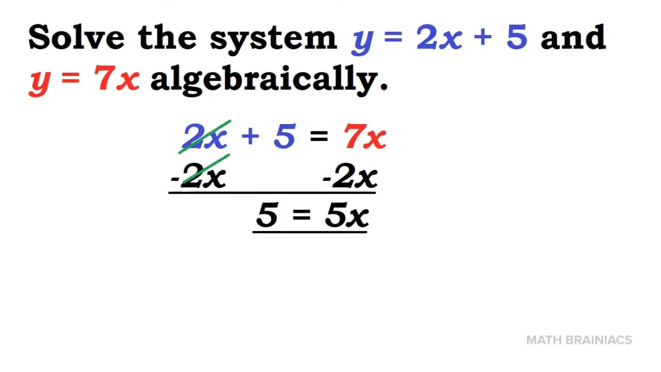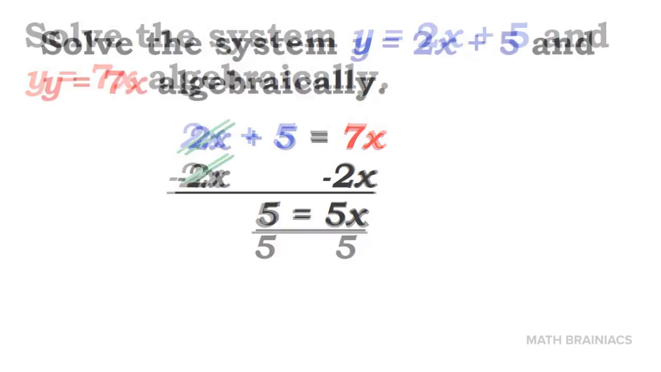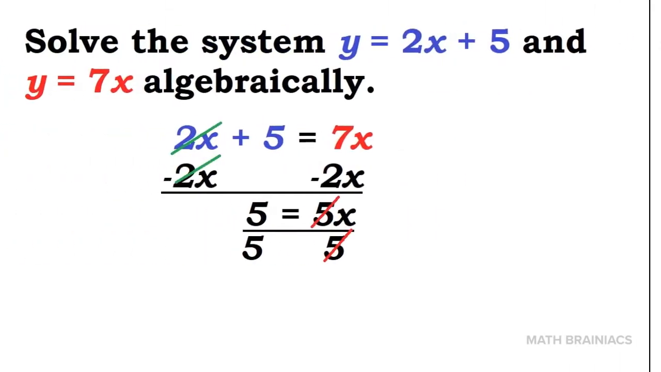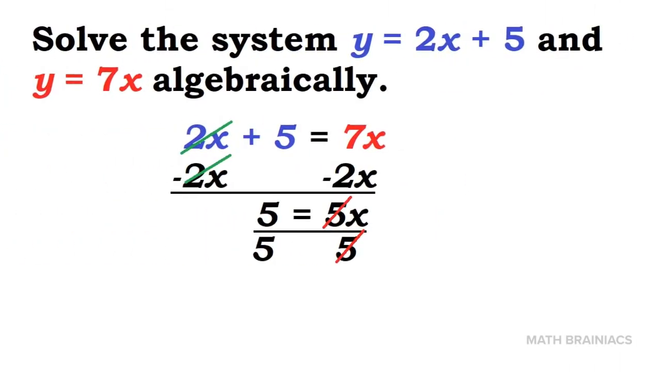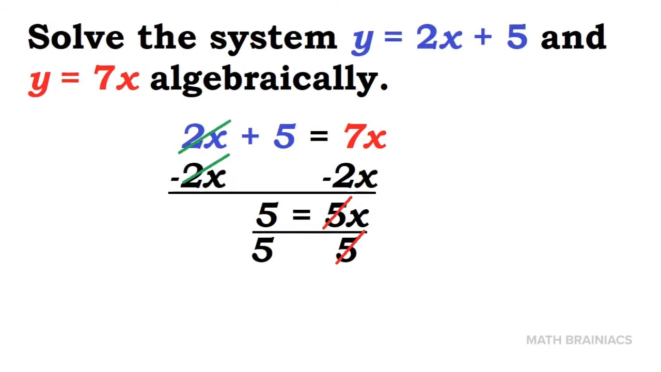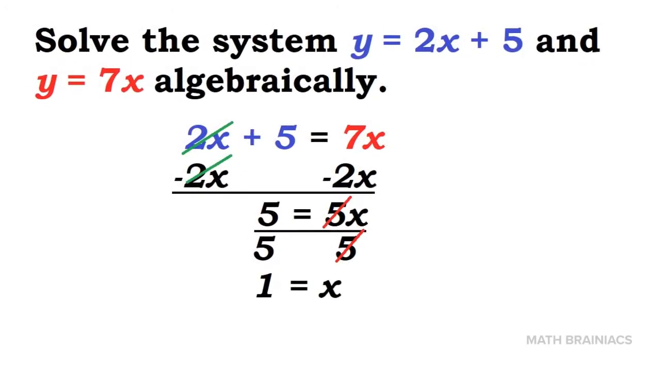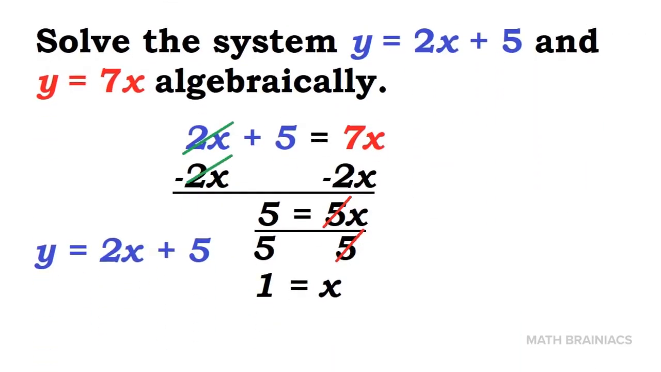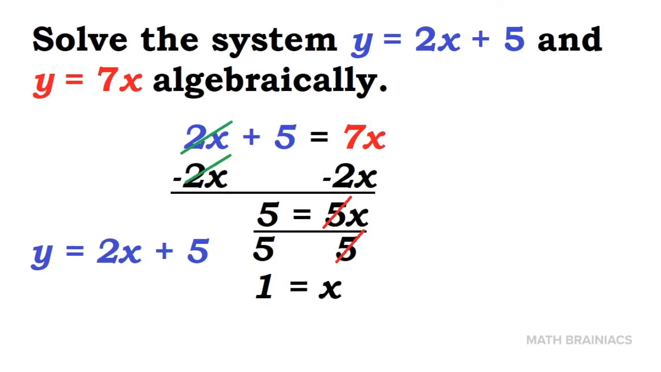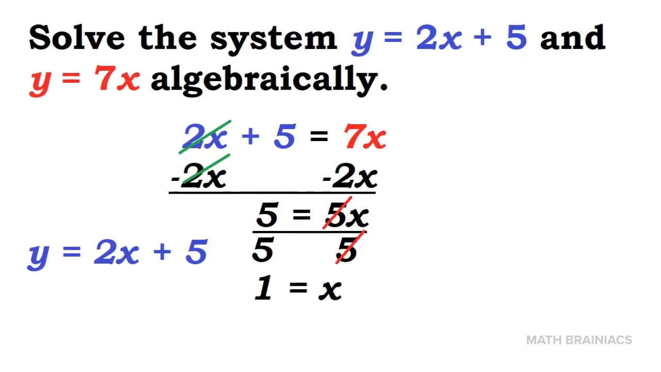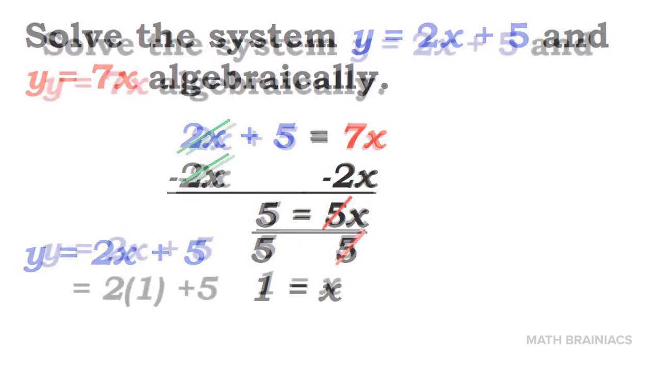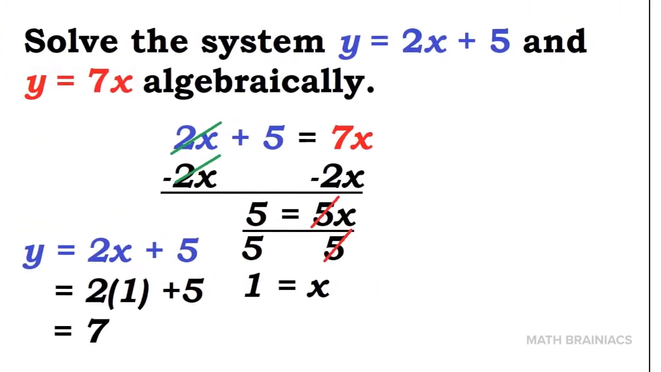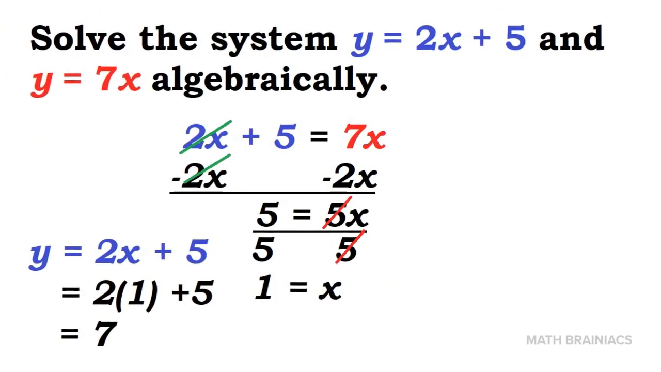Accordingly, it will give us the equation 5 is equal to 5x. To solve for x, we can divide both sides by 5. We can cancel out the 5 on the right side, and we can work on 5 divided by 5. Furthermore, it will give us x is equal to 1. Let us substitute the value of x on the first equation, which is y is equal to 2x plus 5, to solve for y, which will give us 2 times 1 plus 5. To simplify, y is equal to 7.